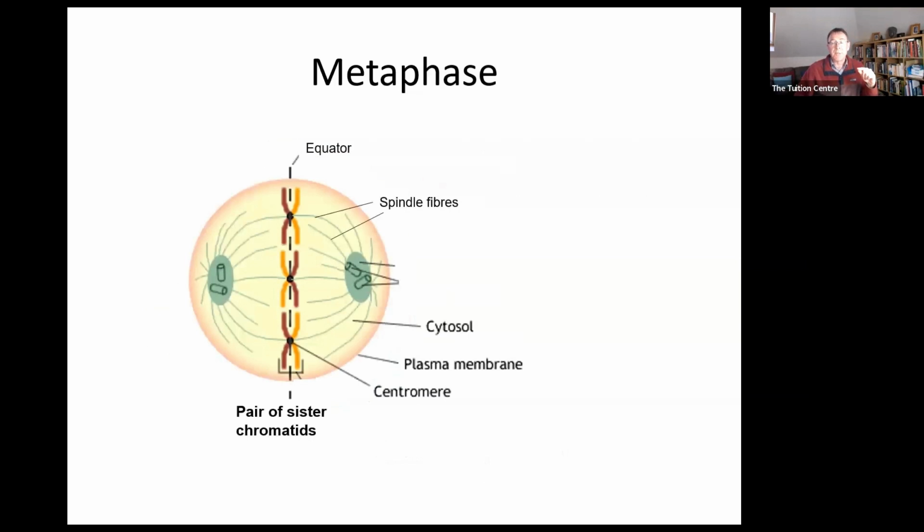It's 3 chromosomes now lined up at the equator. Spindle fibers have attached at the centromeres. That's the end of metaphase.